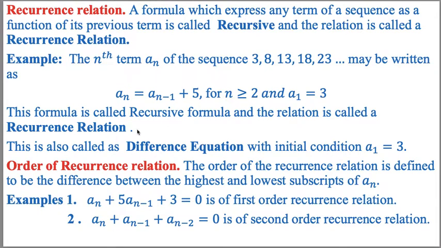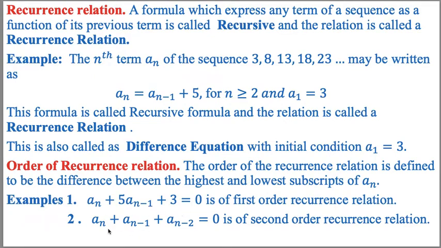Now what is the order of this recurrence relation? The order of a recurrence relation is defined to be the difference between the highest and lowest subscript of an. If we have the recurrence relation an plus 5an minus 1 plus 3 equal to 0, here the highest subscript is n and lowest subscript is n minus 1, and the difference between n and n minus 1 is 1. So the order of this recurrence relation is 1, or we say that it is a first order recurrence relation.